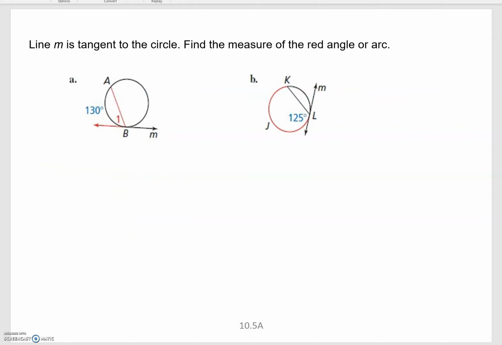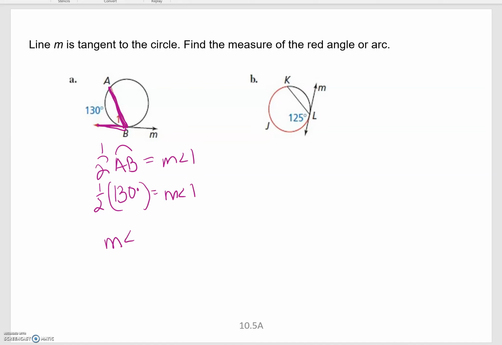So for our first couple examples, we have line M is tangent to the circle. So in both of these pictures, line M is my tangent, and I want to find the measure of the red angle or arc. So in the first one, I'm trying to figure out what this angle measurement is. Okay, so that angle measurement, remember, is 1/2 of my arc. So 1/2 of arc AB is going to get me my measure of angle 1. So since I know that is 130 degrees there, I'm going to take half of that. So the measure of angle 1 is 65 degrees.